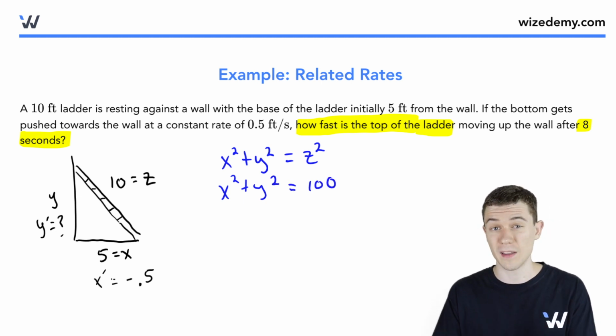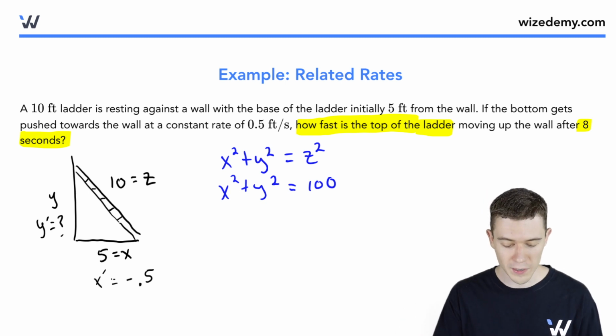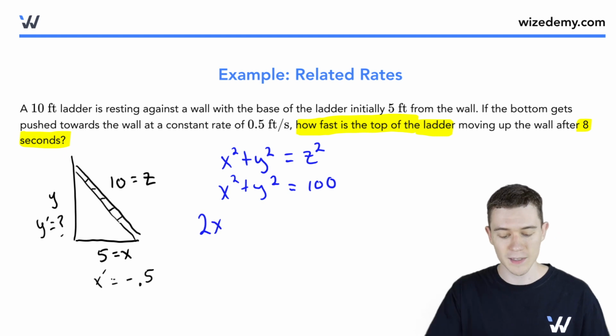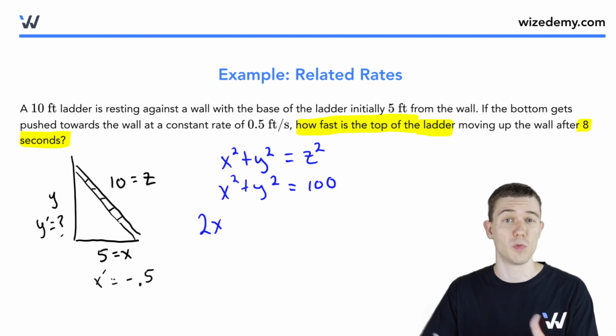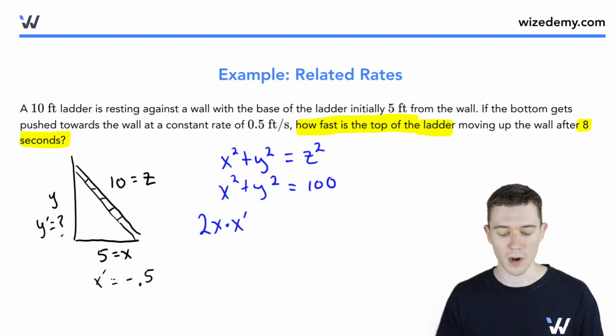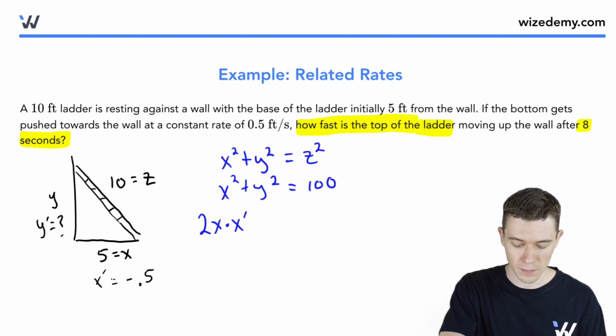If you like, now that we have our equation, we can implicitly differentiate both sides with respect to time and plug in what we know to solve for what we want. Let's go ahead and do that. The derivative of x squared, that's 2x, but it's implicit differentiation with respect to t, so I need to multiply by x prime. You also might use the notation dx over dt.